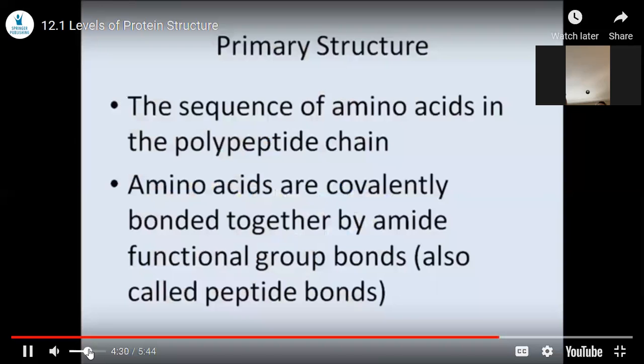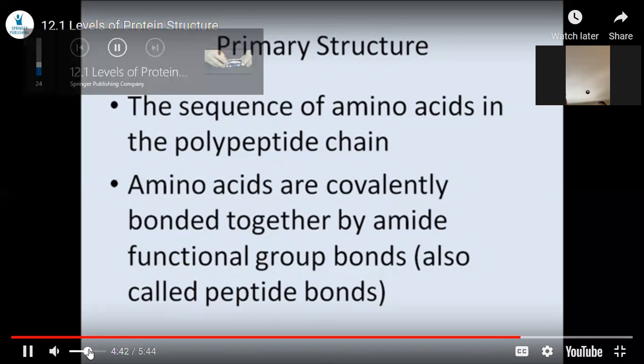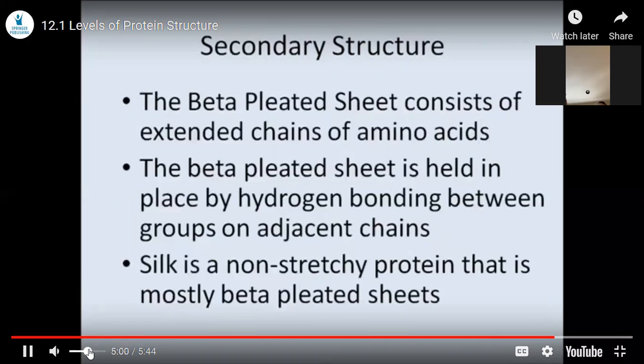In summary, the primary structure of proteins is the sequence of amino acids in the polypeptide chain. Amino acids are covalently bonded together by amide functional groups, also called peptide bonds. The secondary structure is how the chain is twisted or folded. The alpha helix is a coil of amino acids that are held in place by hydrogen bonding. Wool is a stretchy protein that is mostly alpha helix. Another type of secondary structure is the beta-pleated sheet, which consists of extended chains of amino acids. The beta-pleated sheet is held in place by hydrogen bonding between groups on adjacent chains.